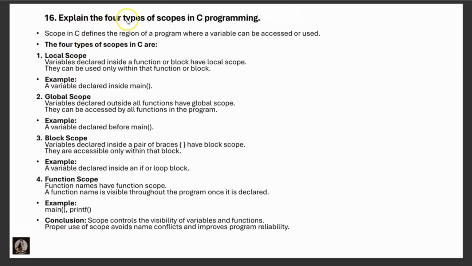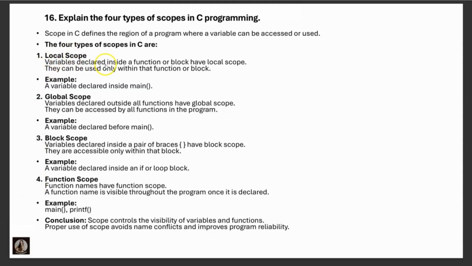And the next question is explain the 4 types of scopes in C programming. 4 types of scopes. Scope in C defines the region of a program where a variable can be accessed or used. Which means it is a region of the program where the variable can be accessed or used. The 4 types of scopes in C are local, global, block and function. These are all the 4 types of scopes in C.